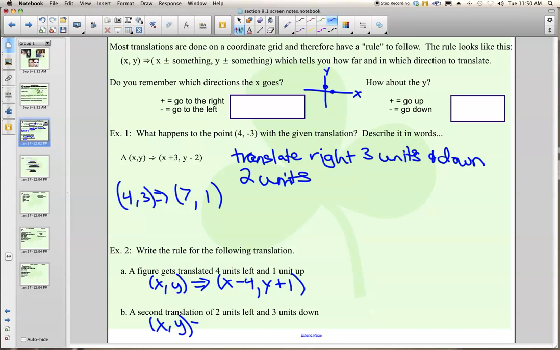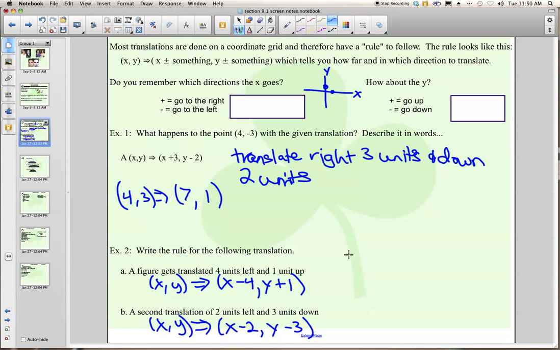A second option, or a second round here, if you do a second translation, and this one would be left 2 units and 3 units down, then you'd write the rule for that one. So again, to make it go left 2, you'd have to subtract 2. And to make it go 3 units down, you'd have to subtract 3.